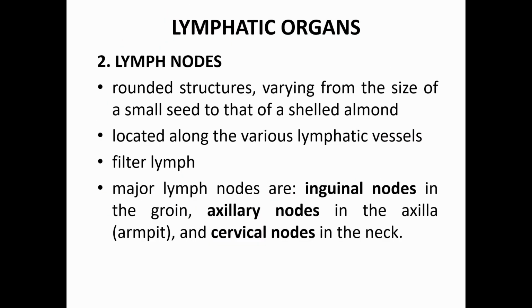Next, you have your lymph nodes. These are rounded structures varying from the size of a small seed to that of a shelled almond. Located along various lymphatic vessels, their main role is to filter lymph. Major lymph nodes are found in your groin, in your armpit, and in your neck. They are named your inguinal nodes, axillary nodes, and cervical nodes, respectively.